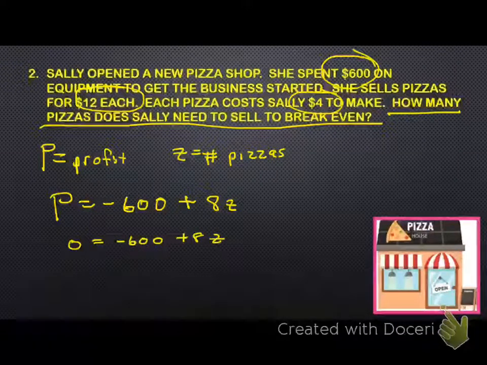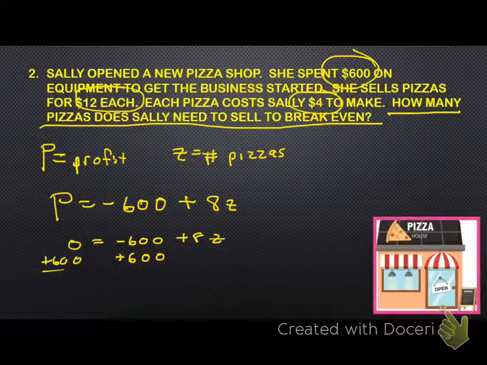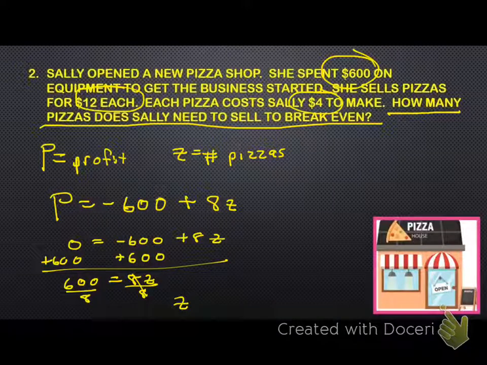I know a lot of you already been doing this. You already said I took 600 and divided by 8. Is that what you guys are all doing? I'm showing you how it works. I'm showing you algebraically. I add 600. 600 equals 8Z. I divide by 8. What's 600 divided by 8, guys? 75, right on the money?